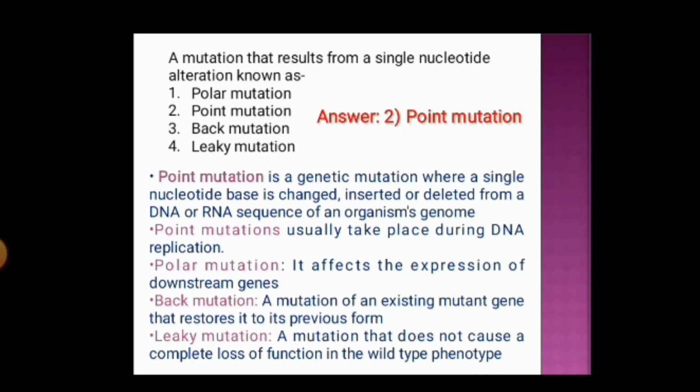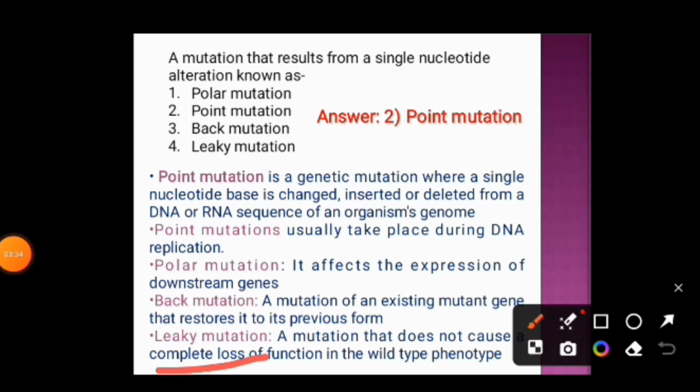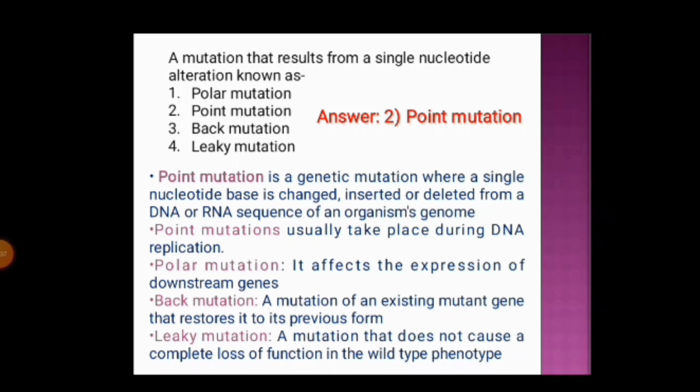Next one is polar mutation. From the name polar, this mutation affects the expression of downstream genes. Next is back mutation. In back mutation, an existing mutant gene is restored to its previous form. As a result, the mutated gene is restored to the original nucleotide. Next is leaky mutation. A mutation that does not cause a complete loss of function of a wild type phenotype is known as leaky mutation.